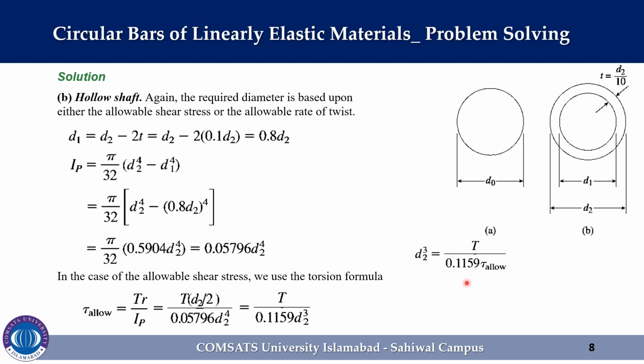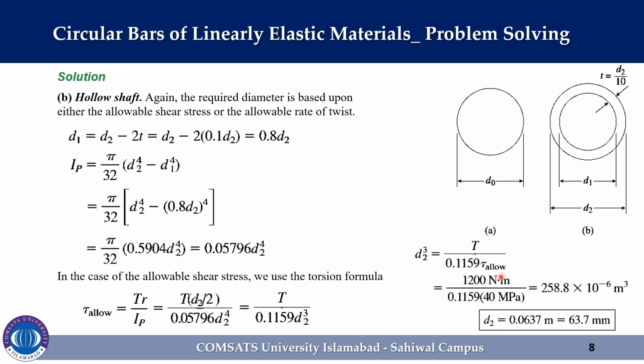Here put T, that is actually the torque given in the statement, 1200 Newton meter, and the allowable shear stress, that is 40 megapascal. And solving for d2 gives 0.0637 meter or 63.7 millimeter, which is actually the required outer diameter based upon the shear stress.